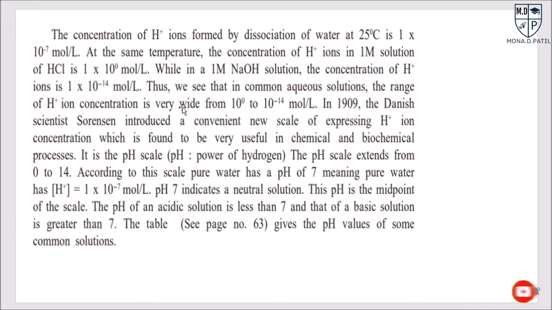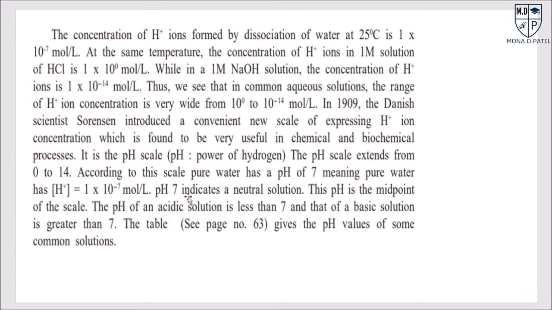In 1909, the Danish scientist Sorensen introduced a convenient new scale for expressing the H plus ion concentration, which is found to be very useful in chemical and biochemical processes. It is the pH scale, where pH means power of hydrogen. The pH scale extends from 0 to 14. According to this scale, pure water has a pH, or power of hydrogen, of 7, meaning pure water has H plus ion concentration equal to 1 into 10 raised to minus 7 mole per liter.